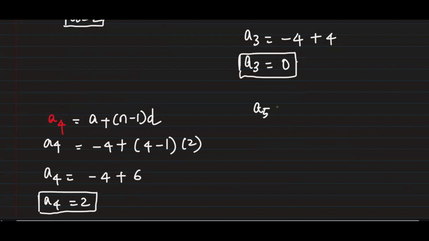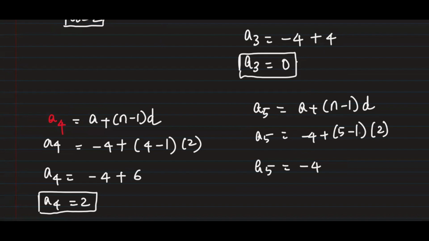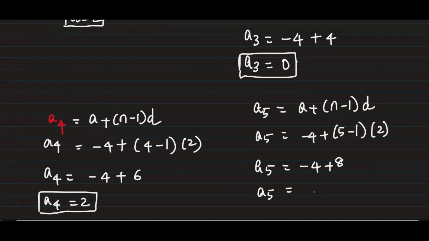Next, we'll find the next one also. Basically, A5. That is the fifth term. Fifth term is equal to A plus n minus 1 into D. A5 is equal to negative 4 plus n will become 5 minus 1 into 2. A5 is equal to minus 4. 5 minus 1 will become 4. 4 into 2 will become 8. So positive 8. So A5 of the term is equal to minus 4 plus 8 will become positive 4.